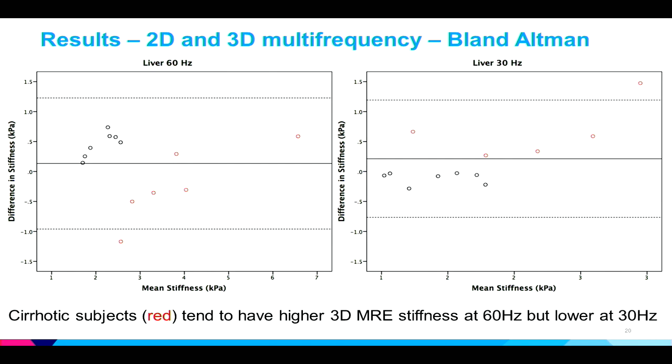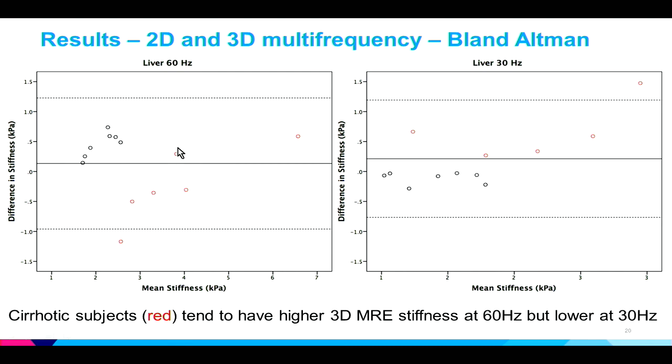Another interesting thing we found was that when we looked at the 2D and 3D in the Bland-Altman analysis, in the 60 hertz and 30 hertz, the red dots here are cirrhotic subjects. At 30 hertz, the 2D MRE was stiffer than 3D MRE. So a negative value here means that 3D is stiffer.